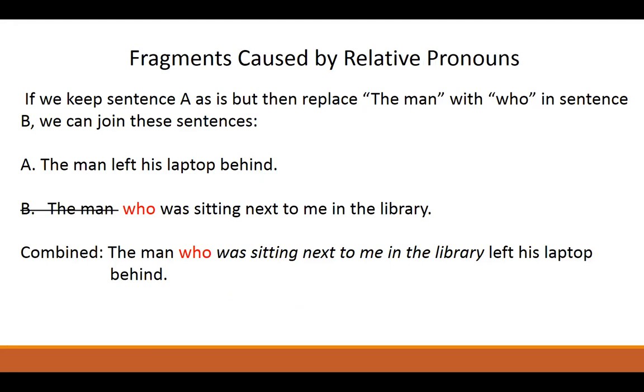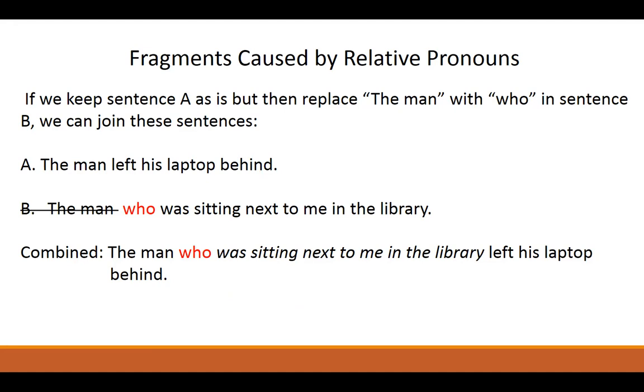So, sentence A, the man left his laptop behind. But in sentence B, if I cross out the man and put in who, because it's a pronoun, who was sitting next to me in the library, I can combine them. The man who was sitting next to me in the library left his laptop behind. Wait, who left his laptop behind? The man who was sitting next to me, right? The man. Which man? The man sitting next to me.